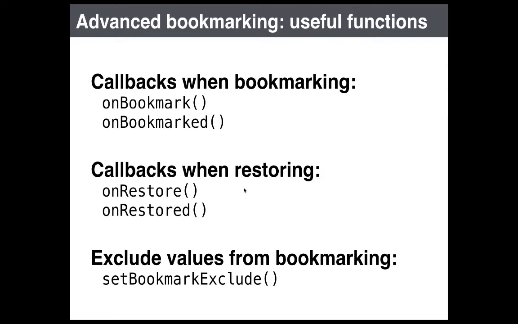For restoring, there's a similar pair. There's onRestore, which happens just before the application is restored, and then onRestored, which gets called just after the application is restored. In the documentation, there are some examples that explain when you'd want to use these two different things. And finally, if you want to exclude values from bookmarking, there's the setBookmarkExclude function. So I excluded the action button, but there may be other types of things that you'd like to exclude.